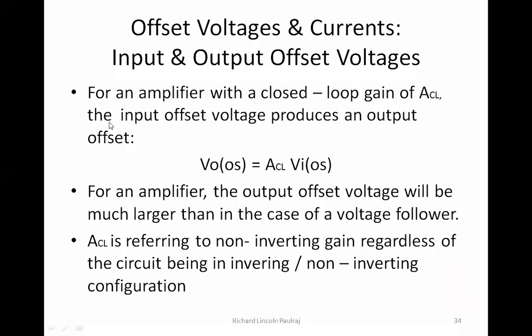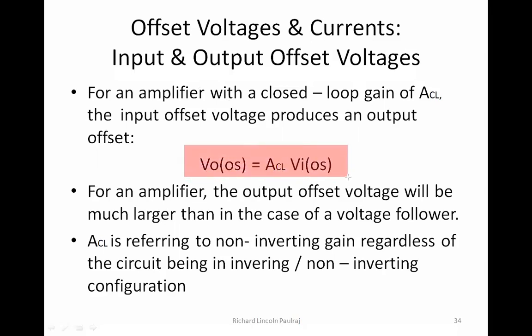Now, if I'm using an amplifier with a closed loop gain, we have seen this ACL, right? The input offset voltage produces an output offset. So the output offset is nothing but your input voltages that you are giving, along with the gain, because output is ultimately gain into input. Do you all agree with that? Yes, sir.